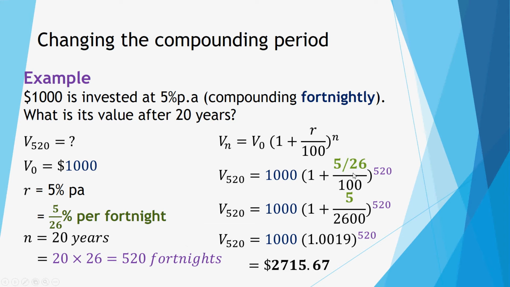So 5 divided by 26 divided by 100 is the same as 5 divided by 2600, all raised to the power of 520 fortnights and multiplied, of course, by the $1,000 initial investment. That gives us a return of $2,715.67.